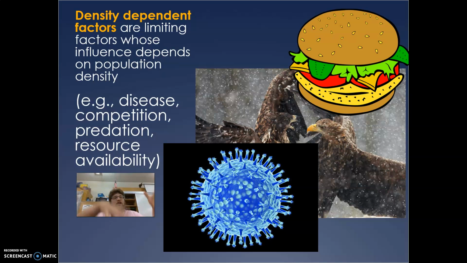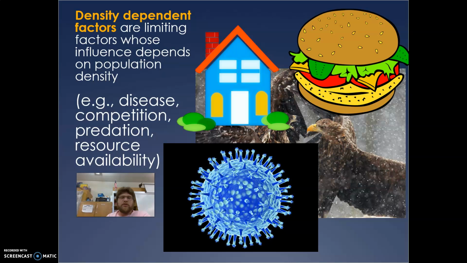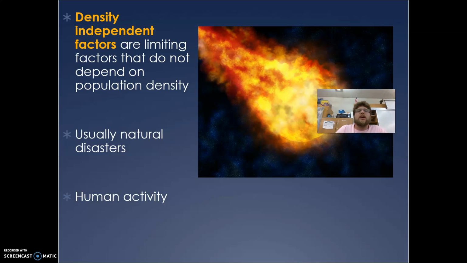Okay, if you cram 100 people in here, the availability of cheeseburgers is going to become a bigger deal as that population goes up. And the same with space. Okay, as your population increases in size, space becomes more and more of a limiting factor. Okay, so these are density-dependent factors. The bigger your population, the more of an influence, the more of an effect they have on keeping your population growth down.